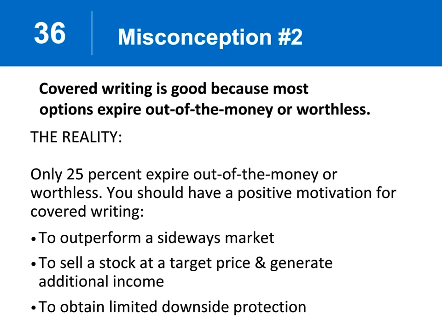Instead, your motivation is to outperform your stock position in a sideways or slightly upward moving market, to possibly target your selling price, which would be your strike price. If you want to sell the stock there, you can sell a call option and get paid premium along the way. And of course, you've lowered your downside potential loss. You've lowered your break-even point by the amount of the premium, all of those benefits. That's why you do the covered call, not because most options expire worthless.